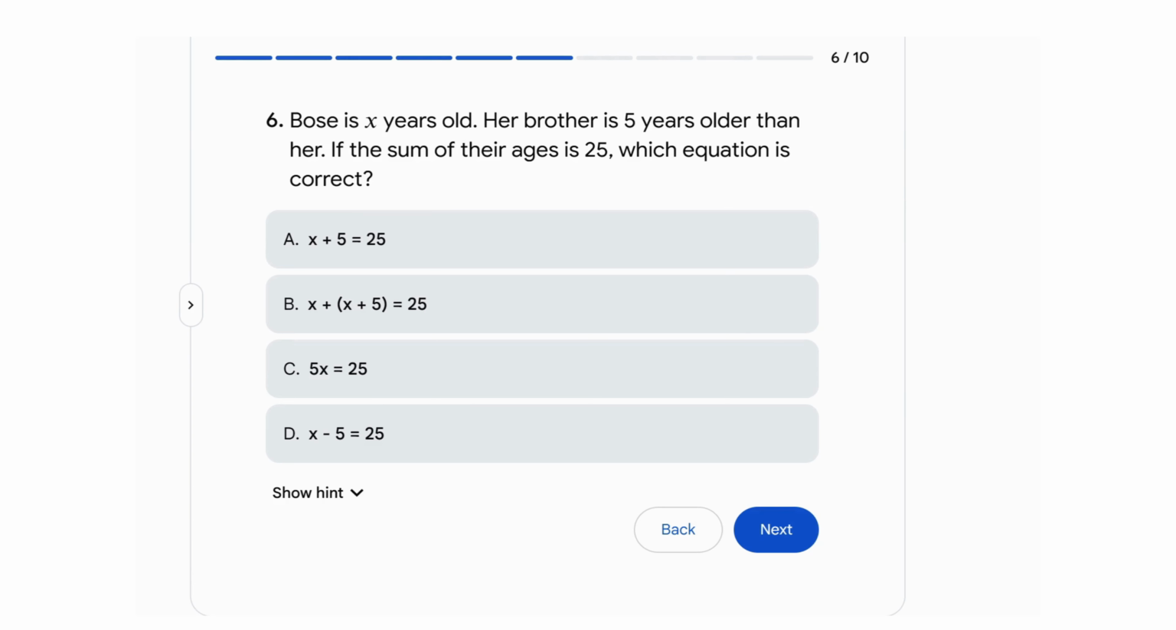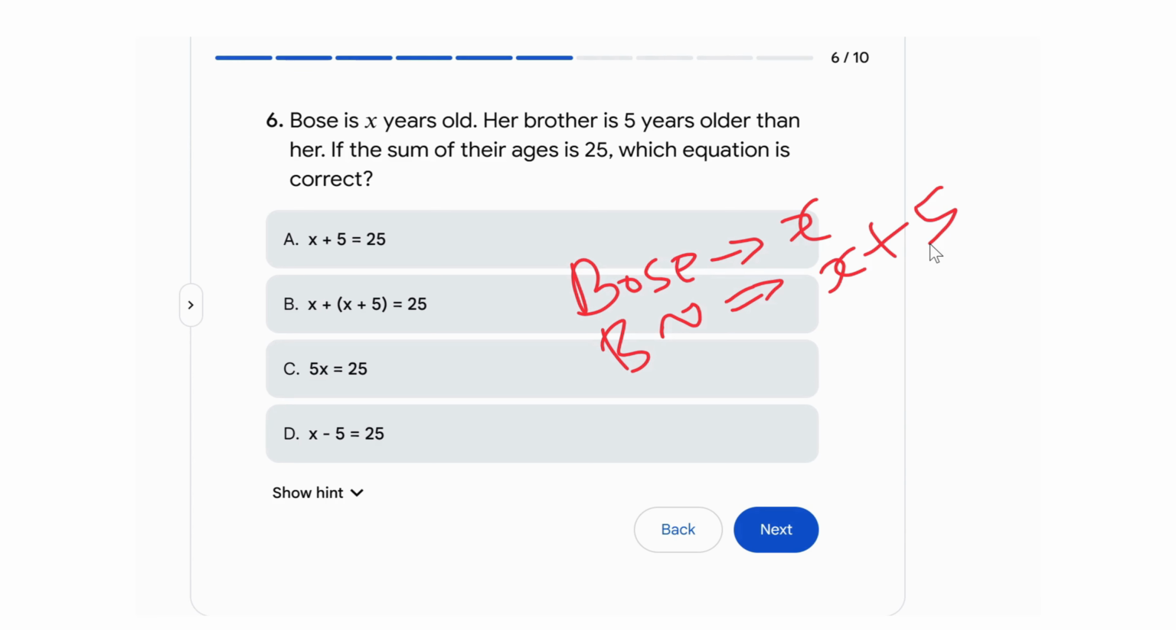Bosse is x years old. Our brother is 5 years older than her. So the brother will be x plus 5. If the sum of their ages is 25, which equation is that?